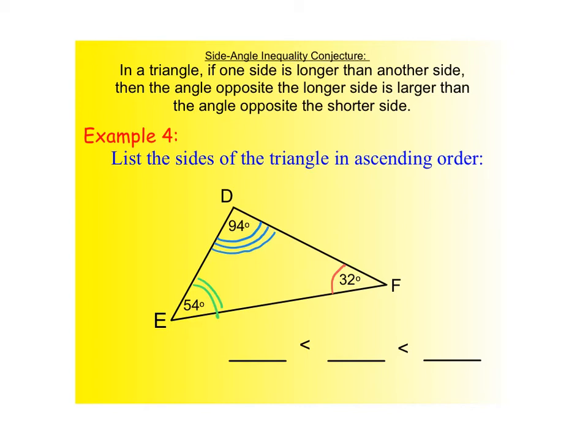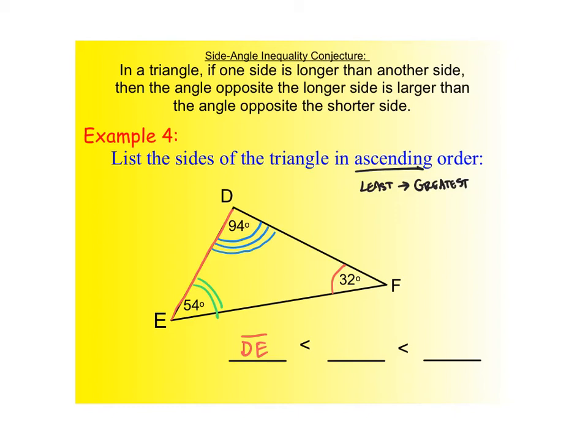Our example is asking us to list the sides of the triangle in ascending order. So that's least to greatest. I want to list my sides in order from least to greatest. So across from the smallest angle, this is what the side angle inequality conjecture is telling us. Across from the smallest angle is the smallest side. So DE is our smallest side.